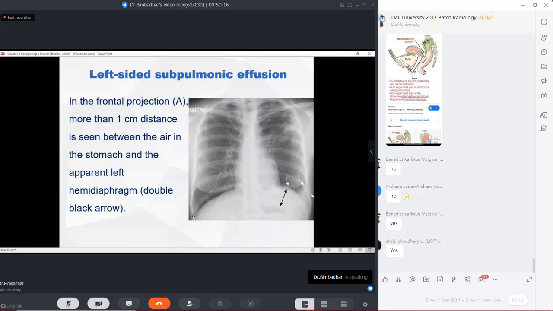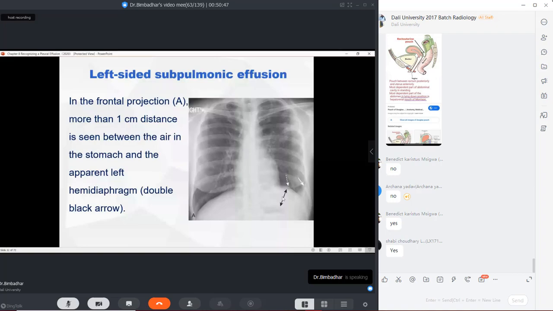Okay, and I can almost see the meniscus extending here. And then it also shows that the distance between the hemidiaphragms is decreased. You see here, this one. See the dotted double black arrow. This one is actually showing the apparent left hemidiaphragm.